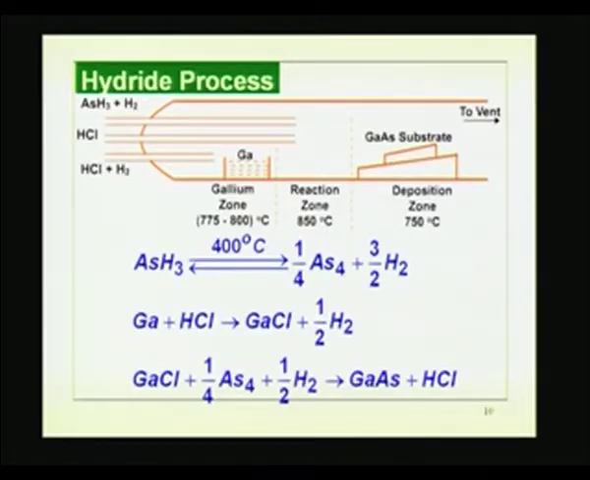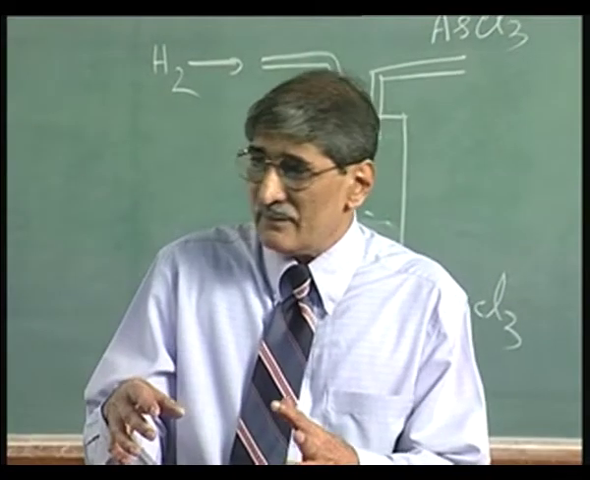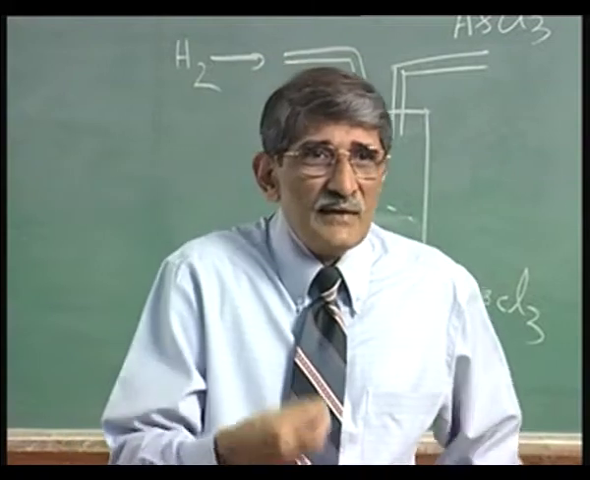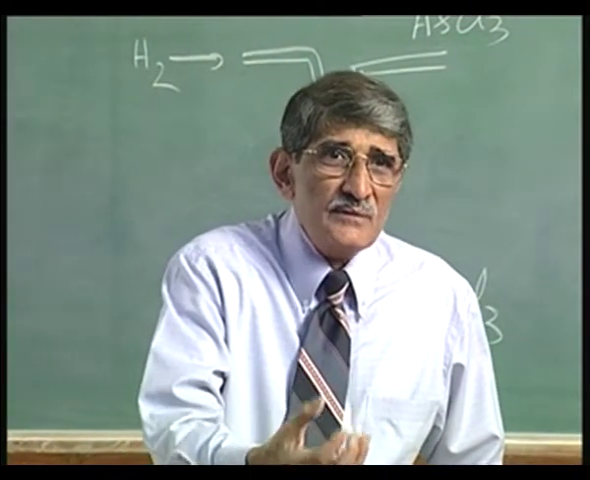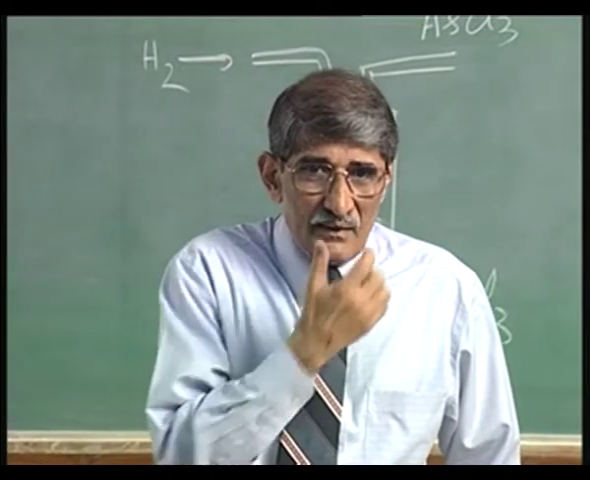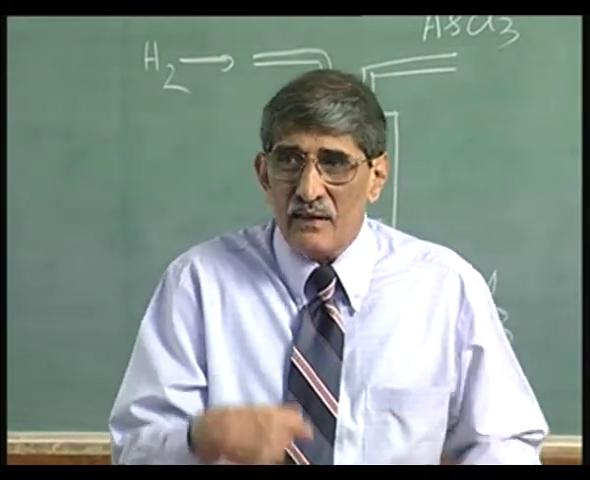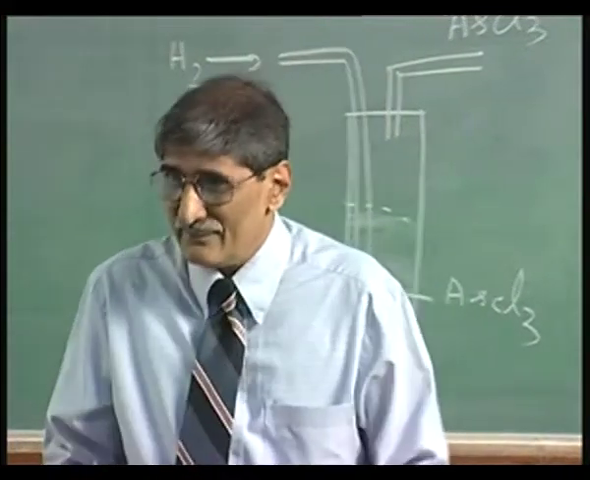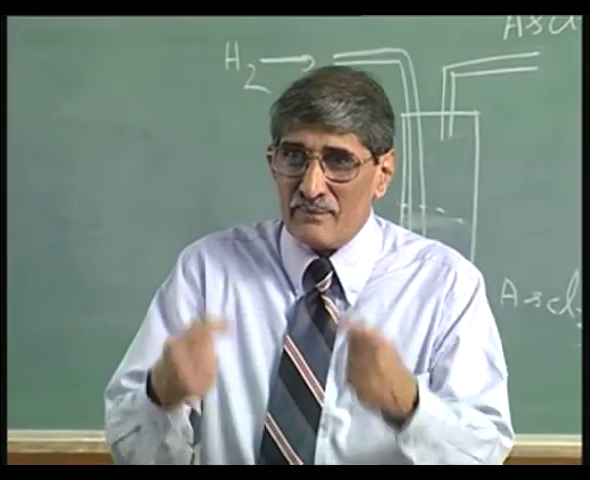The next process is slightly different. The way you transport these, ultimately over here you get gallium chloride and arsine. Instead of arsenic trichloride, which you use in the halide process, here arsenic trichloride is used to release arsenic and also gallium. Gallium is released through gallium chloride. Arsenic trichloride converts gallium to gallium chloride. I hope the chemistry is right.